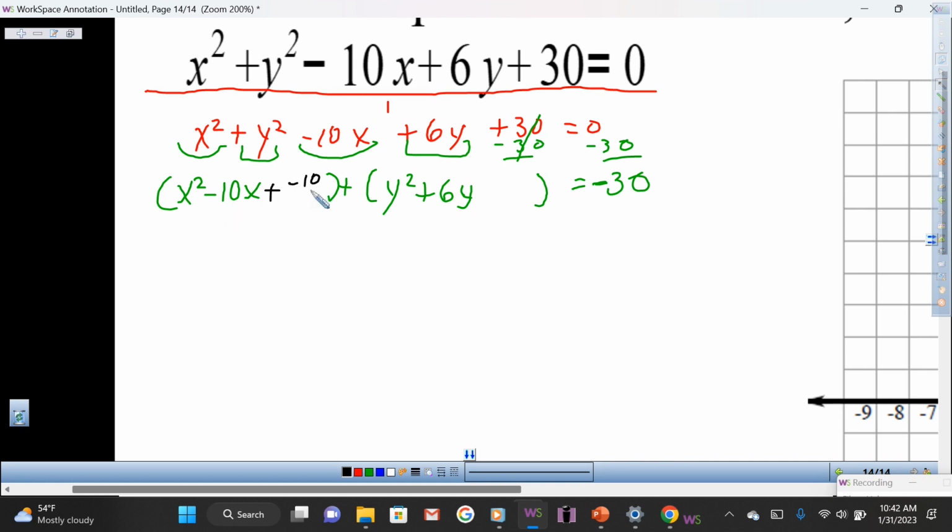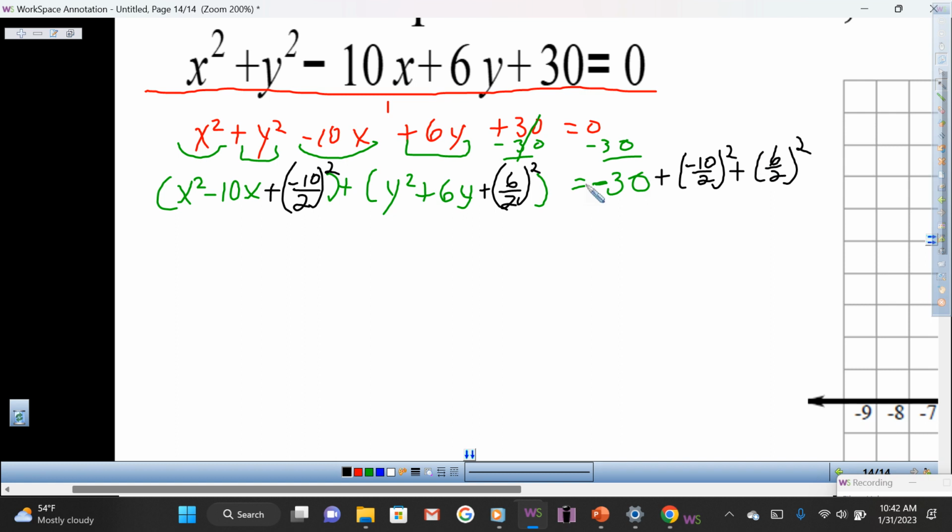Negative 10 over 2 squared. Is that correct? How about here? How do I complete this one? Plus what? 6 over 2 squared, yeah. And whatever I do to one side of the equation, I need to do to the other side of the equation. Don't copy yet. I'll give you time.